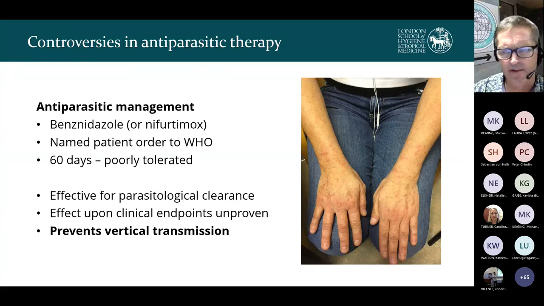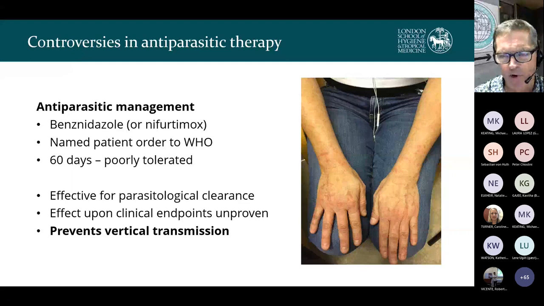I'm just going to finish off with a little bit about the controversies in antiparasitic therapy. There are two drugs that are effective in killing Trypanosoma cruzi, benznidazole and nifurtimox. Nifurtimox is difficult to get hold of, so our general clinical use is benznidazole, which is generally only available on a named patient order through the World Health Organization in Geneva. The standard treatment course is 60 days. About a third of patients don't get through 60 days of treatment. It's generally quite poorly tolerated, one of the most common side effects being this rash, which you can see on the hands of this lady here.